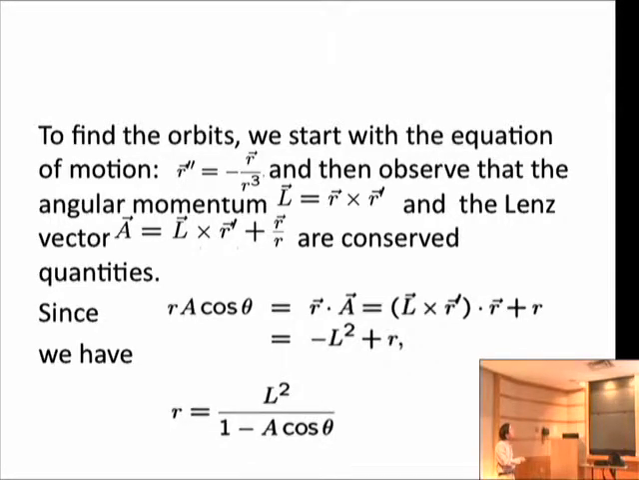And then what's the direction? Well, for the conic you have two foci, and you draw a line segment from one focus to the other focus, and this A vector is parallel to it. So we would say this A vector is the eccentricity vector. So A and L are perpendicular, and A is the eccentricity vector.